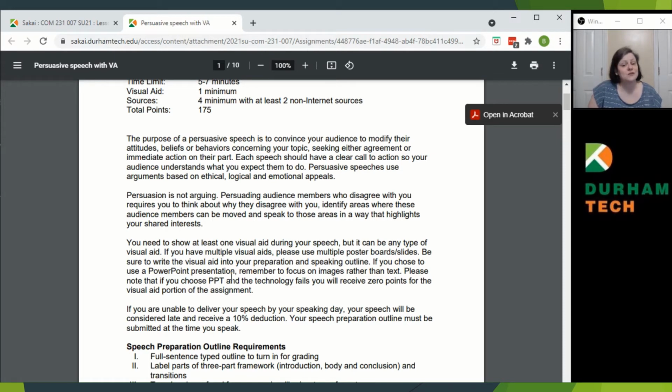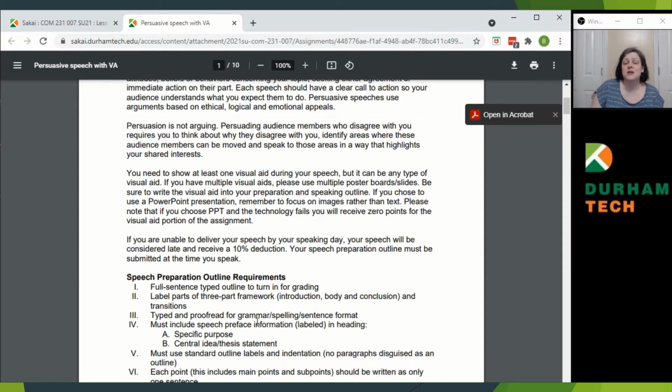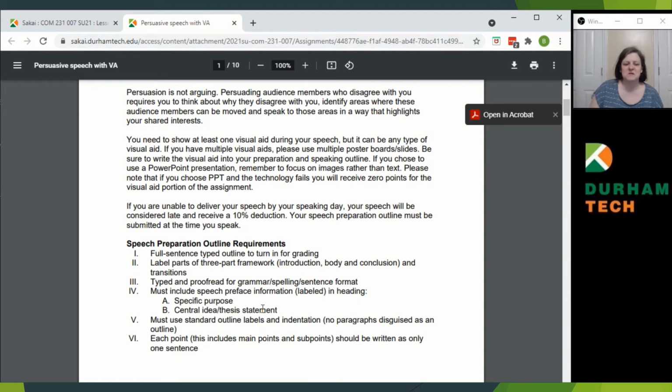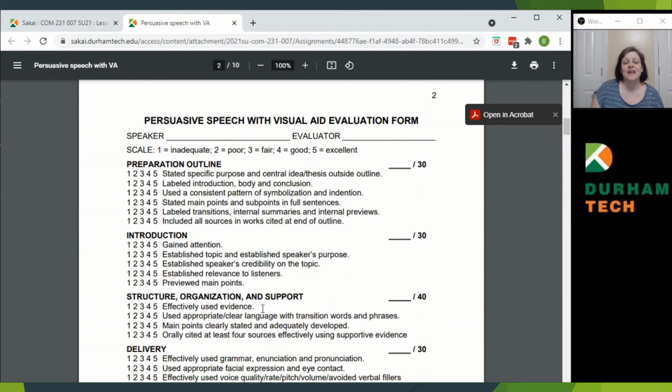And if your technology fails, sorry about that. I have had students just describe what their visual aids might look like. Do what you can. The speech preparation outline requirements, they're the same. And here's your evaluation form, your rubric.